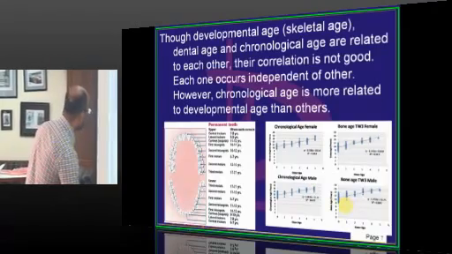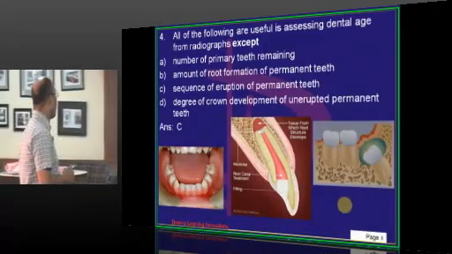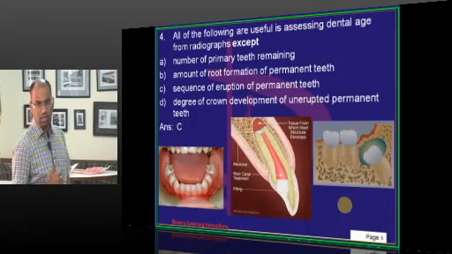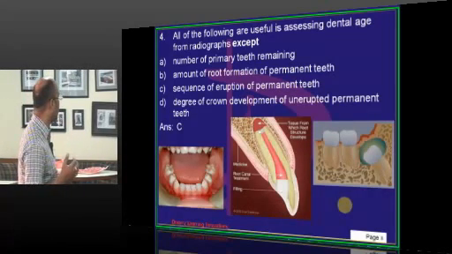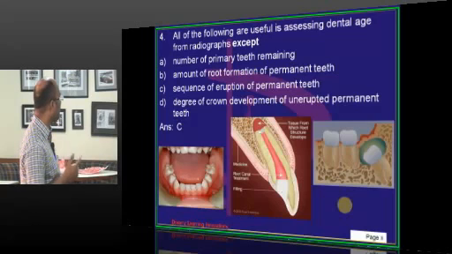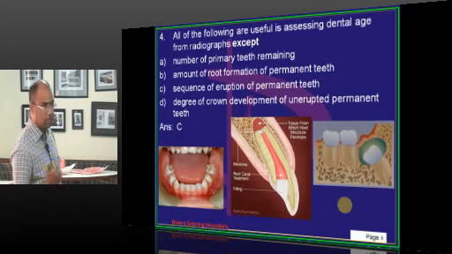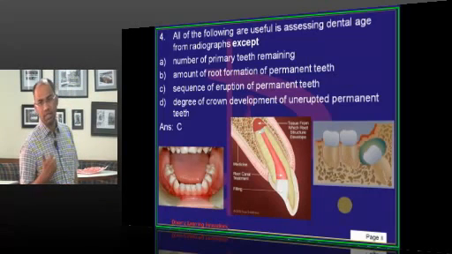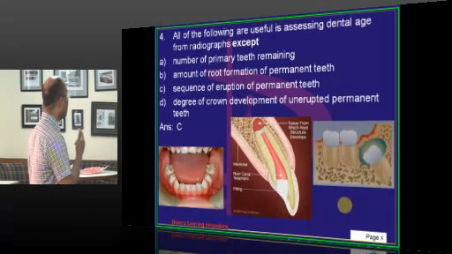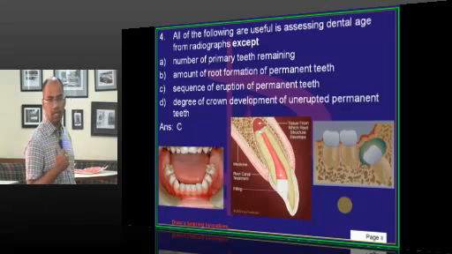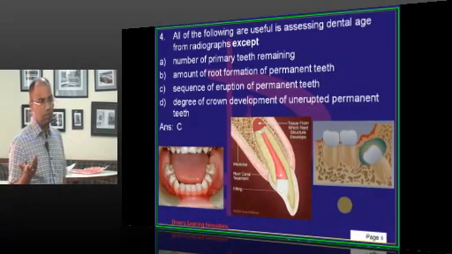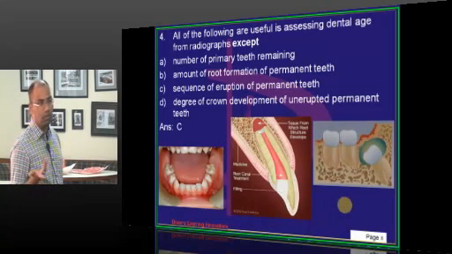And all of the following are useful in assessing the dental age from radiographs, except: the number of primary teeth remaining, which you can know in a radiograph; the amount of root resorption of primary teeth, which can be seen in a radiograph; and the sequence of eruption of permanent teeth. Can that be visualized in a radiograph? The sequence of eruption we can't visualize. Which tooth will erupt, what, when and how, we can't tell.